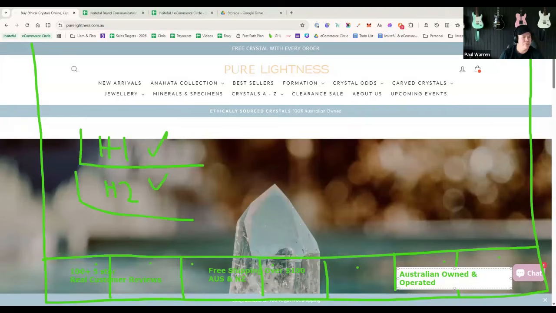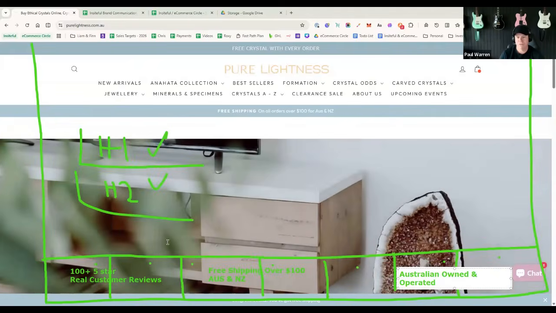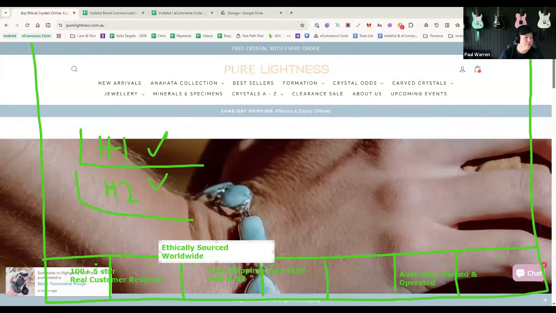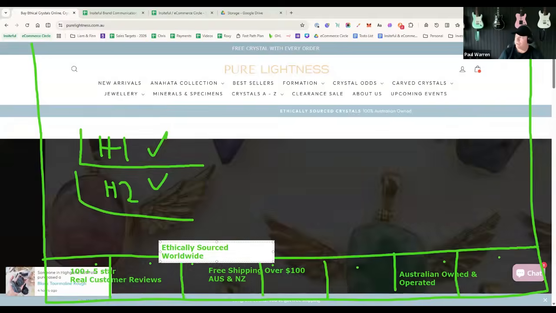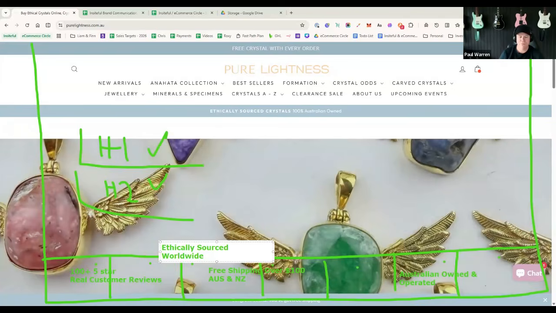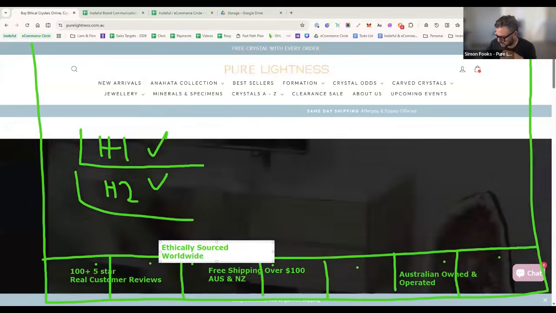And then I'm assuming that you are ethically sourcing stuff, and I'm running out of space here. Let's put it here. Like this, ethically sourced worldwide. Then you're probably going to have 3 or 4 other statements that you say to people when they're about to buy from you. Anything come to mind at the moment? Just family owned company, I suppose.